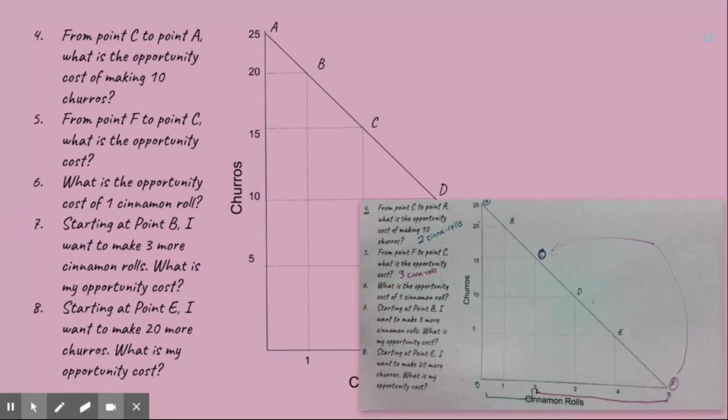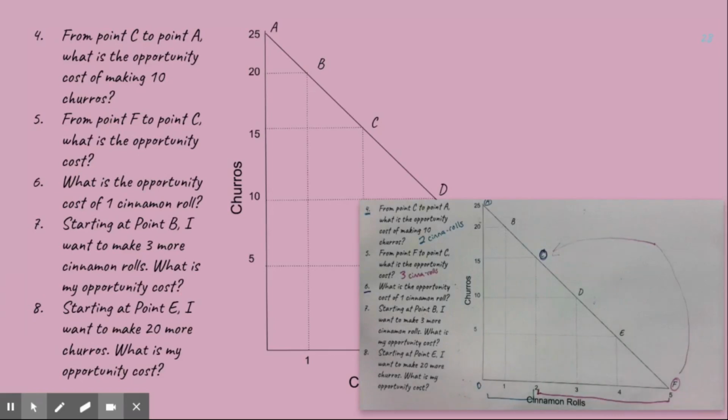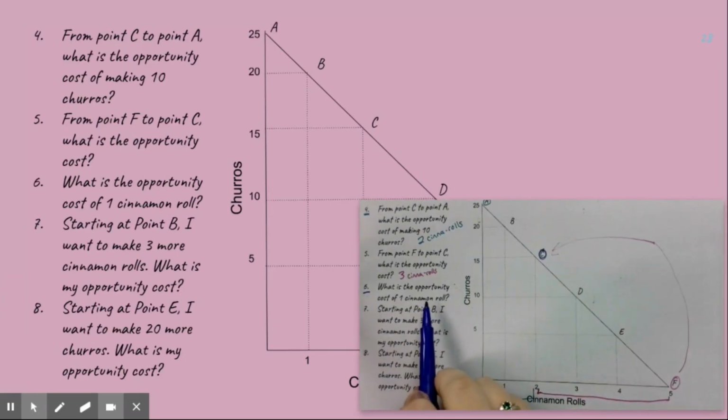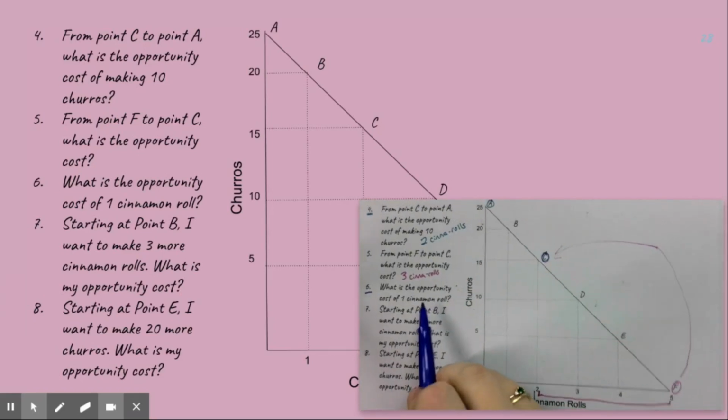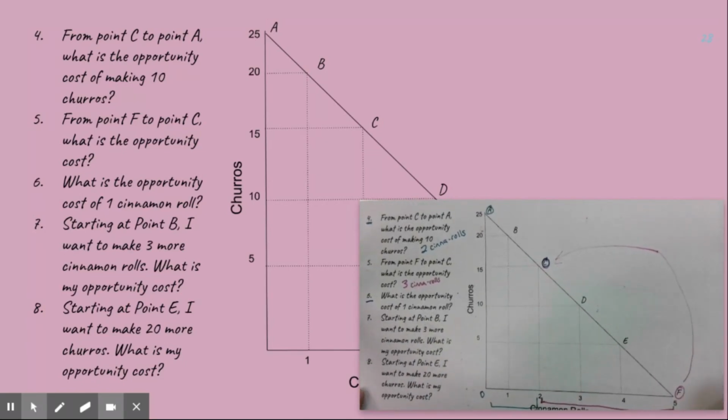All right. Hopping on. Blue for number 6. What is the opportunity cost of 1 cinnamon roll? So Miss Keller didn't give you any points here. What the crap do we do? Don't worry. Never fear. You know what to do here.